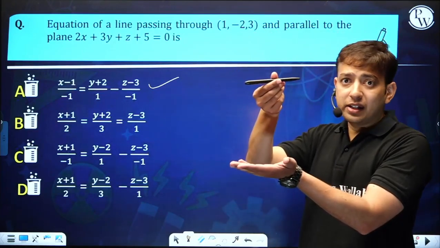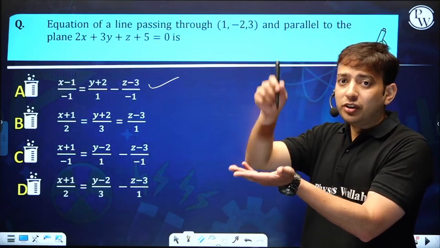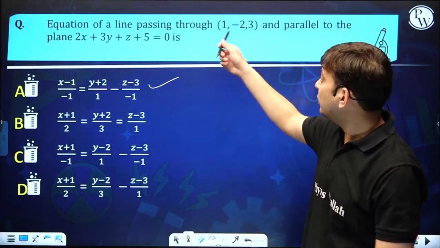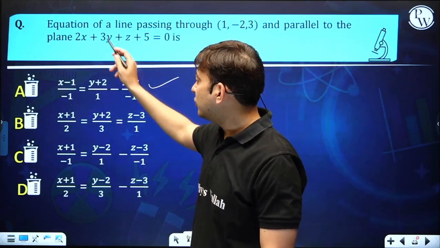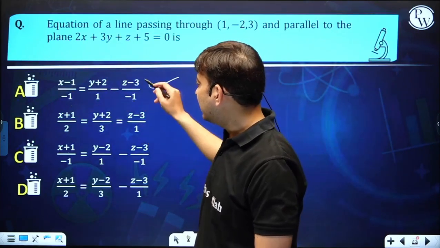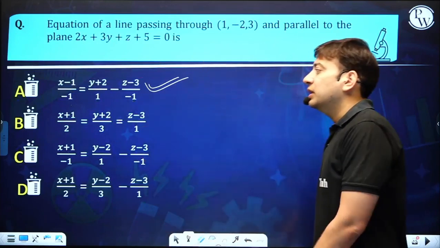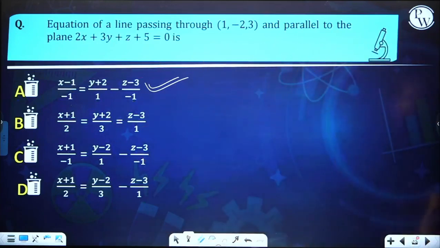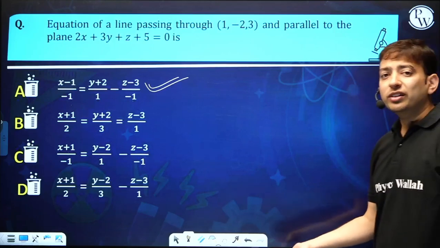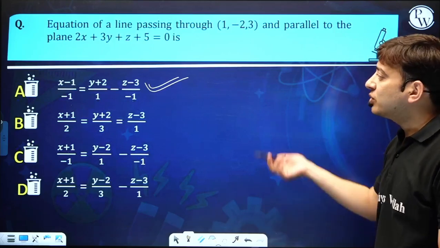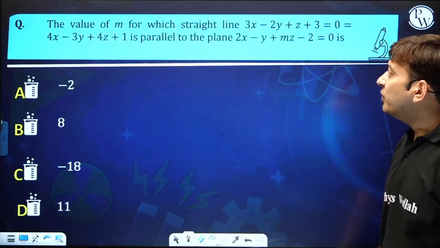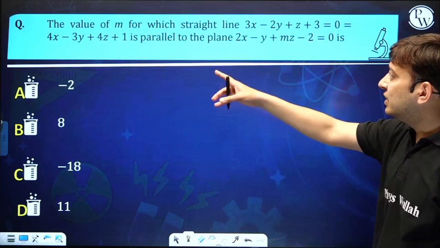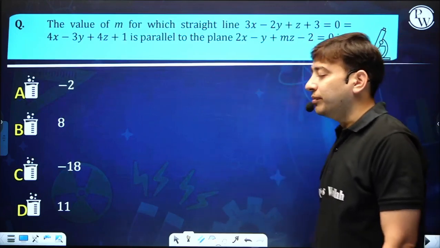If a line is parallel, that means the direction ratios of the normal to the plane will be perpendicular to the line also. So minus 2 plus 3 minus 1 is 0. So first option only in this case. So simple. I've told you in 3D vectors, various times you need to go with the options only. Moving on. The value of m for which the straight line is parallel to the plane.